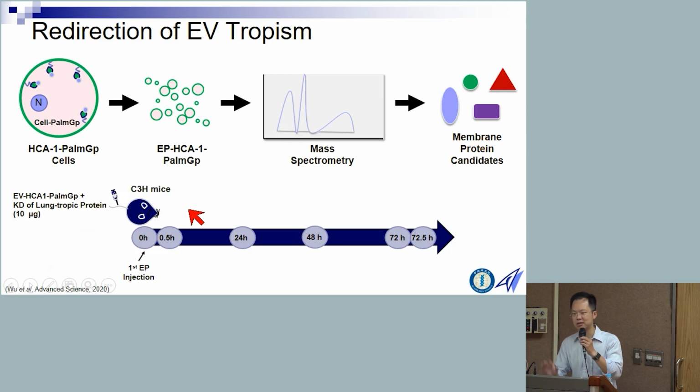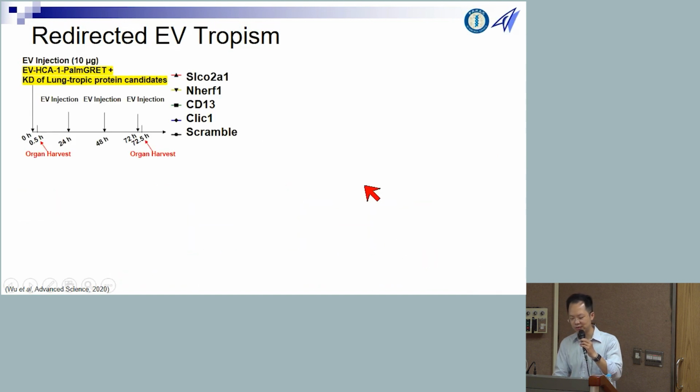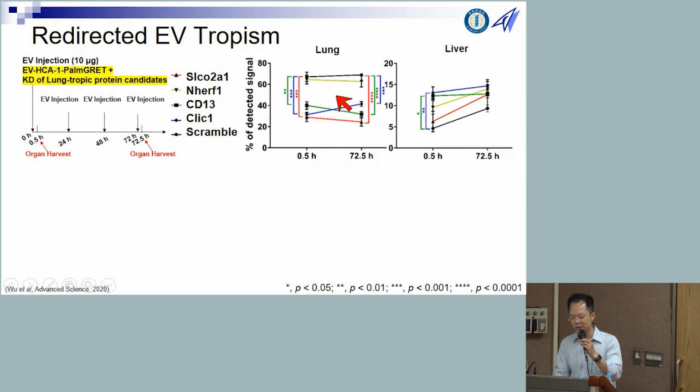Okay? Is that going a little bit too fast? We knocked down potential proteins on the vesicle membrane that have lung tropism. And then we injected the animals with several injections, the 1st, 2nd, 3rd, and 4th injection. So we're trying to mimic continuous release of vesicles over time in the animals as the tumor develops. And what we found is that at half an hour and 72 hours, in fact, a lot of the vesicles actually went to the lung.